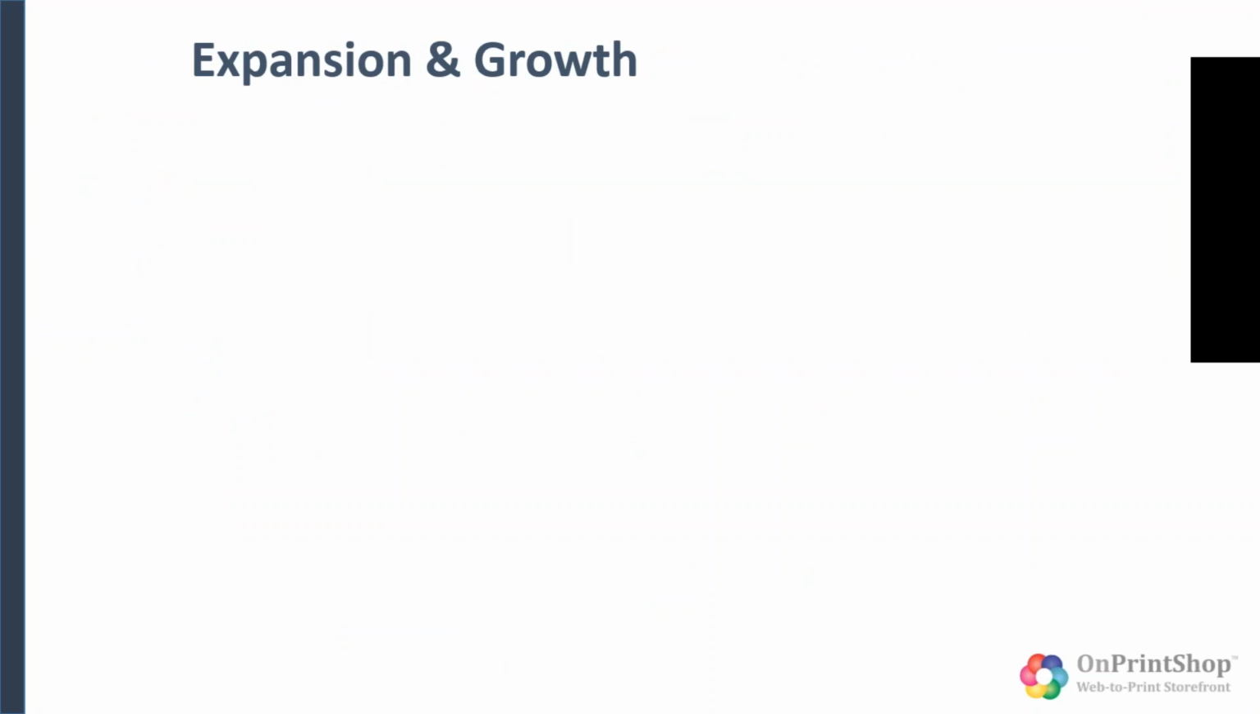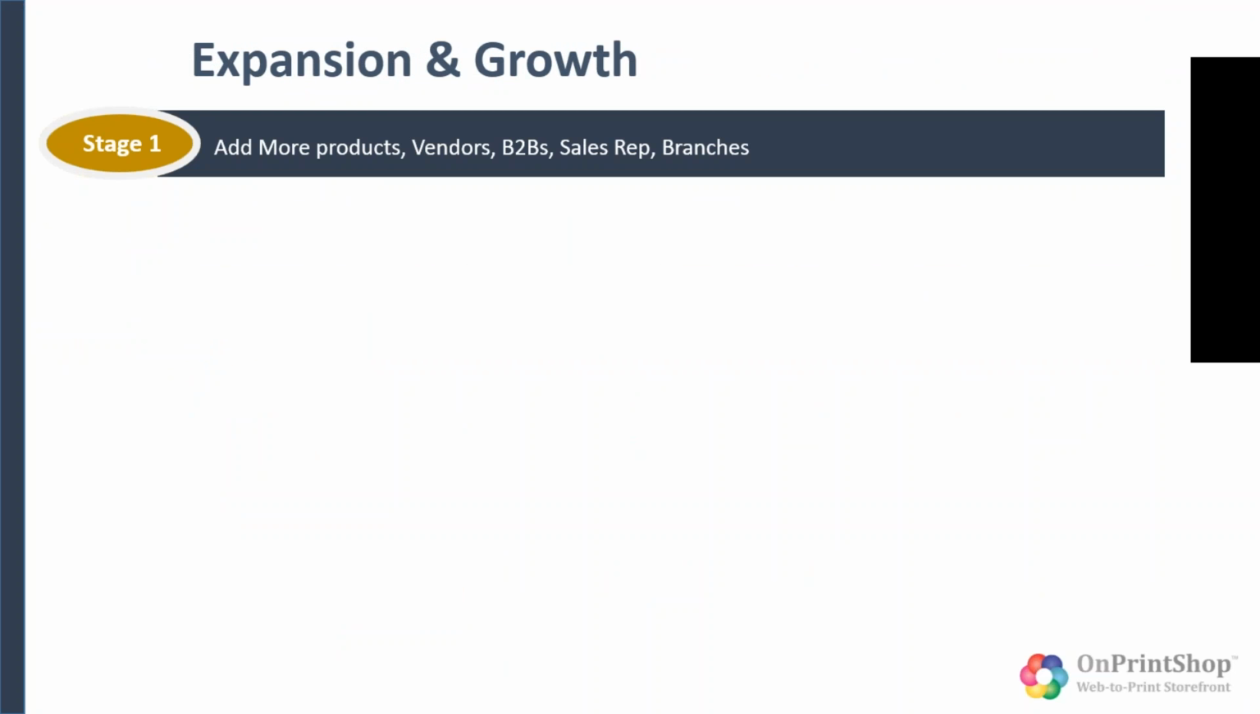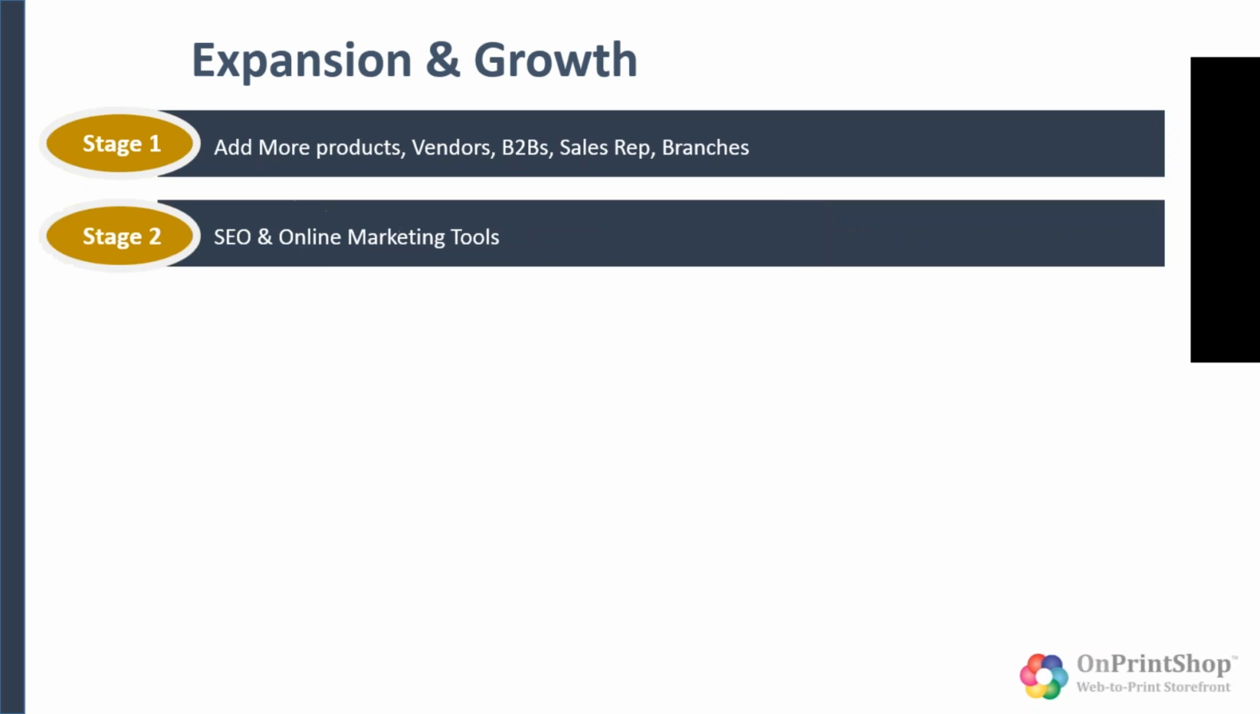Now let us talk about the expansion and growth opportunities for any printer with online print order management. First of all, this is online order management. You can start handling your existing customers' orders, and then you can also launch to your new customers. You can add as many products as you want. If you're going with our Platinum series, we also have a vendor module, B2B module, sales reps, and branches. So if you want to grow your business, you can also tie up with other vendors, and then you can offer their products onto your online store as well.